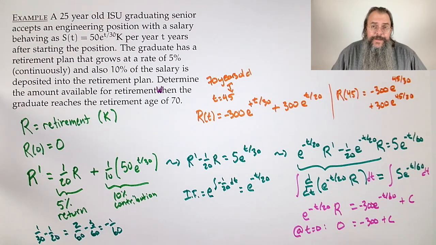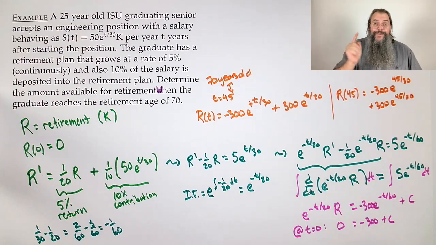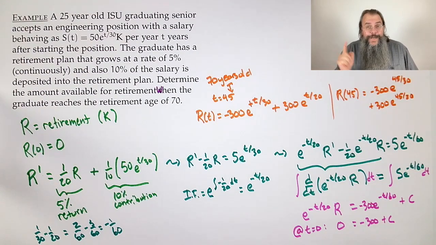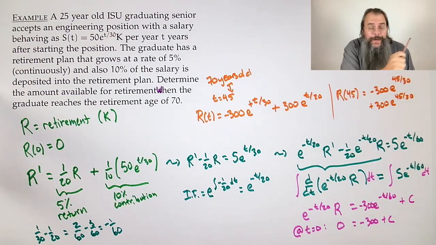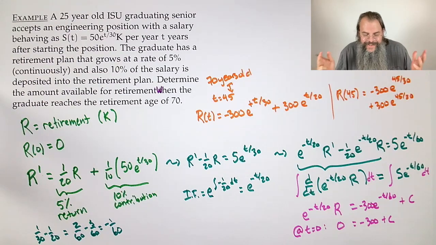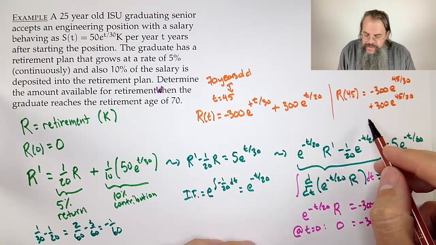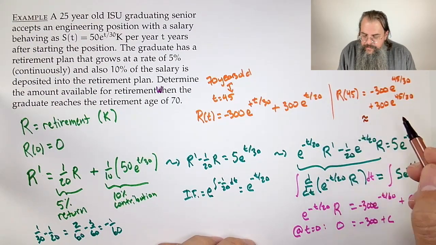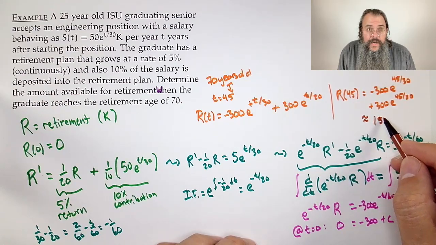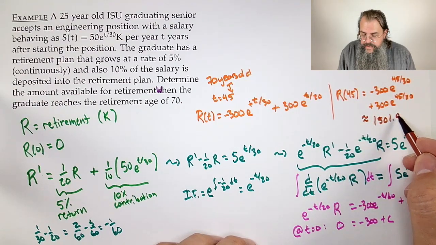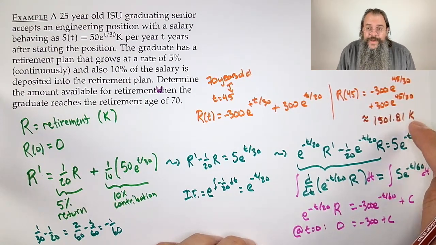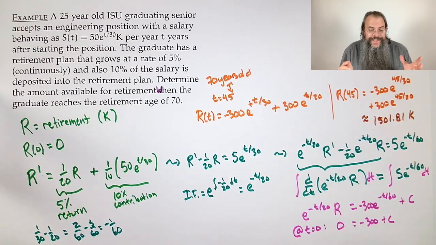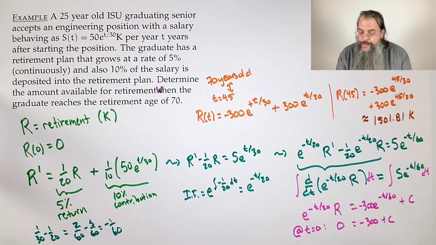Well, this is the time to go ask a calculator. So I'm going to go grab a calculator, and I'll come back, and we'll continue our discussion. And we're back. Okay, so how did our engineer do? Did they have a good amount of retirement? Well, you plug this in, and you say, aha, this is approximately 1501.81K. But remember, that means thousands. So that's 1.5 million. So yeah, our engineer did pretty well.